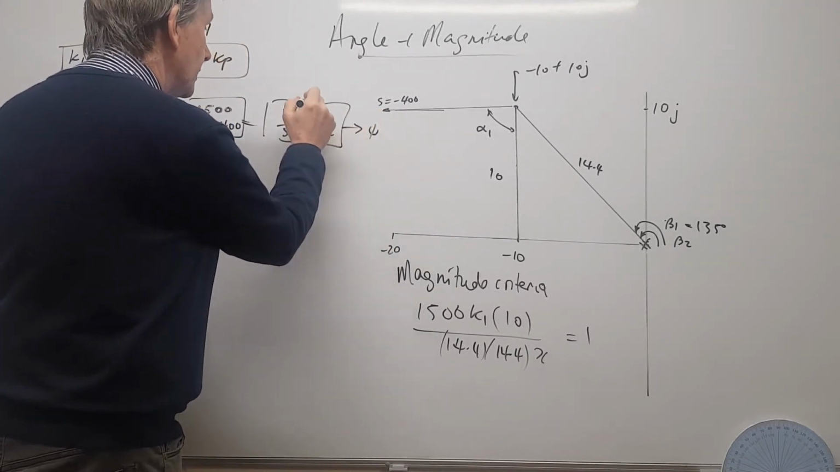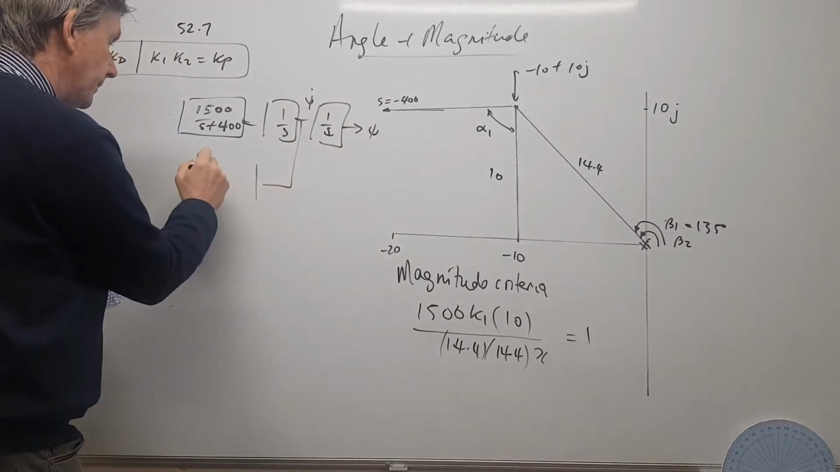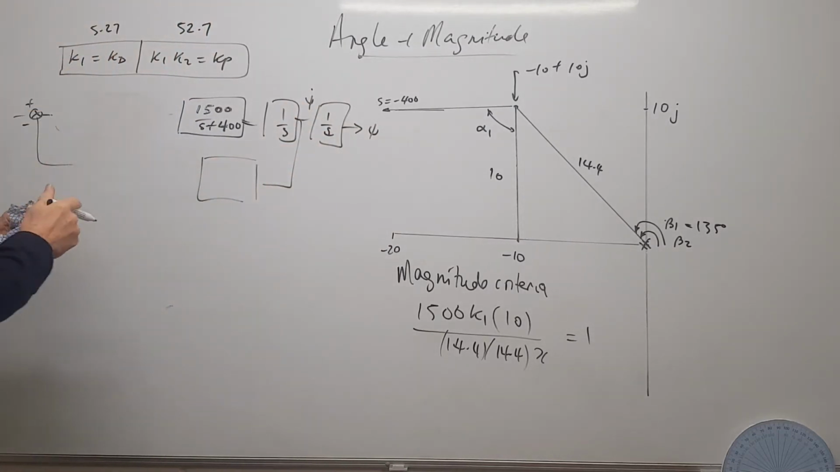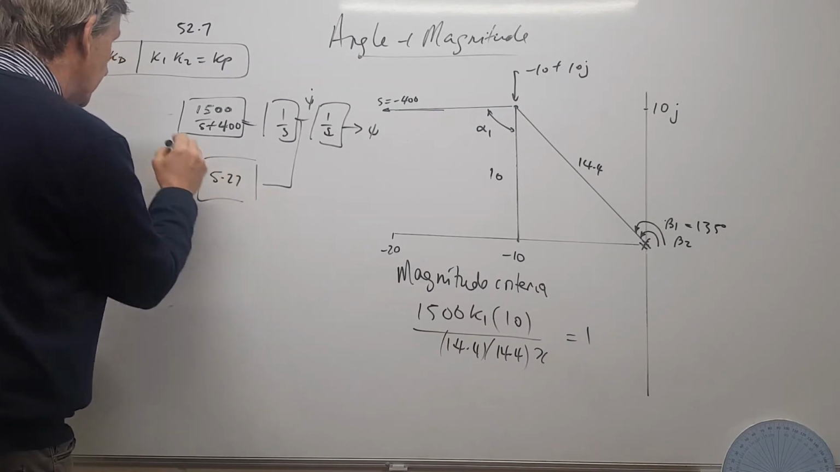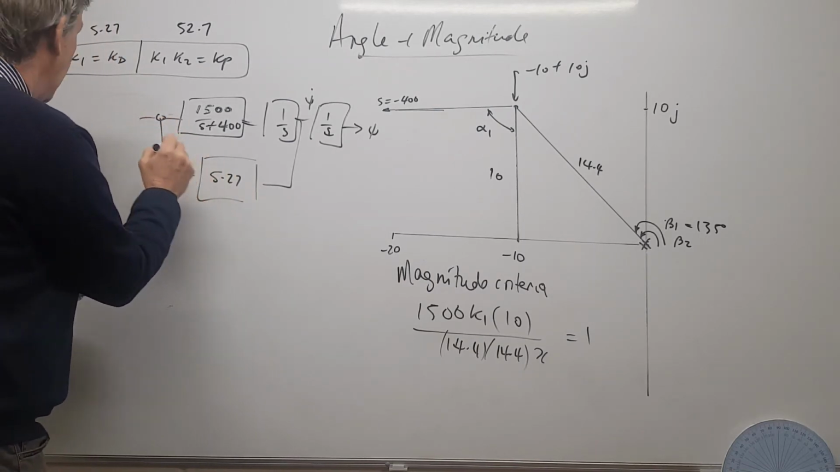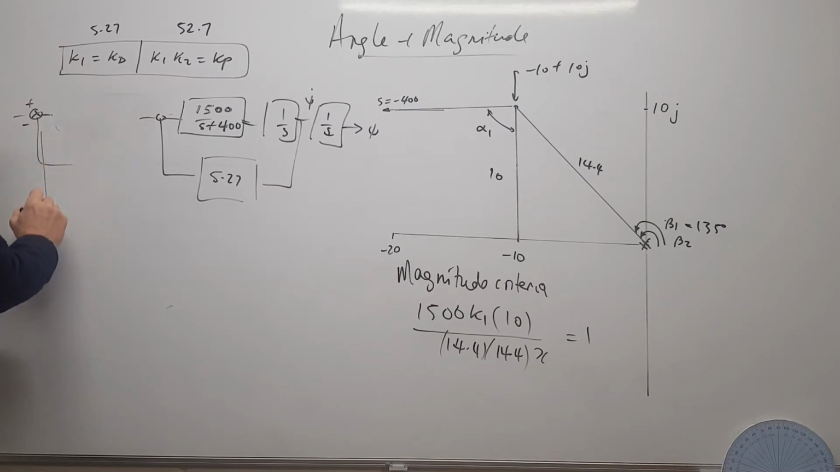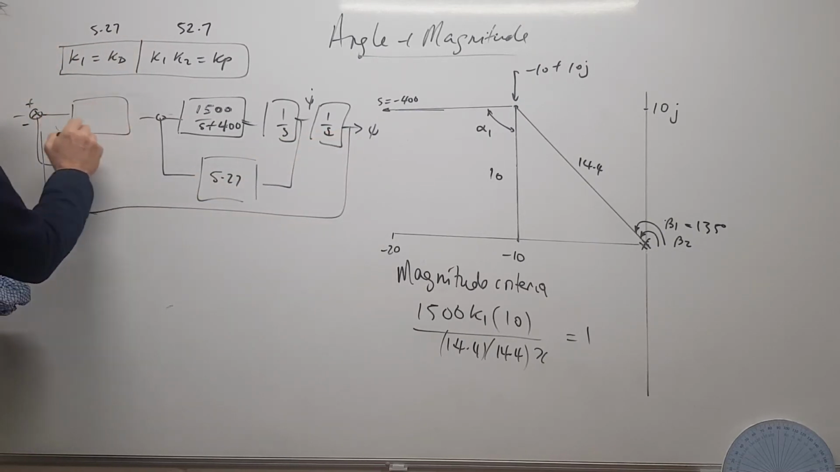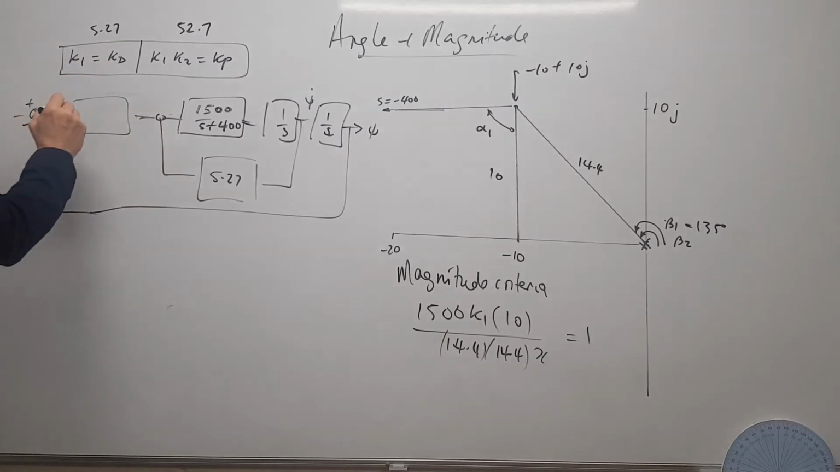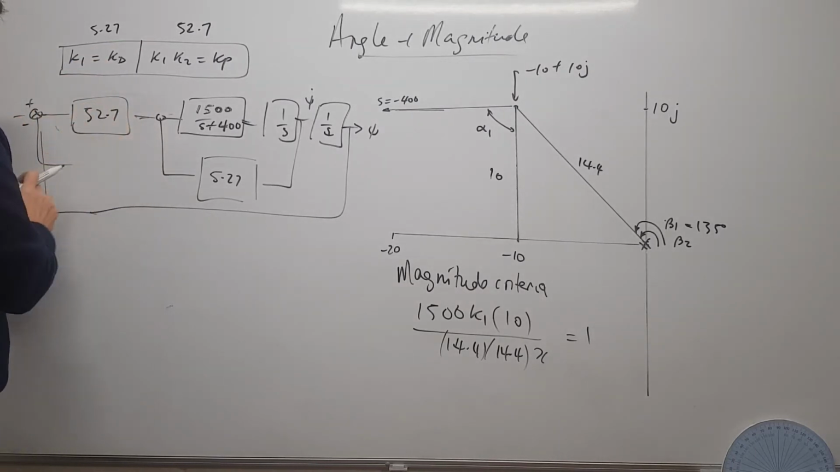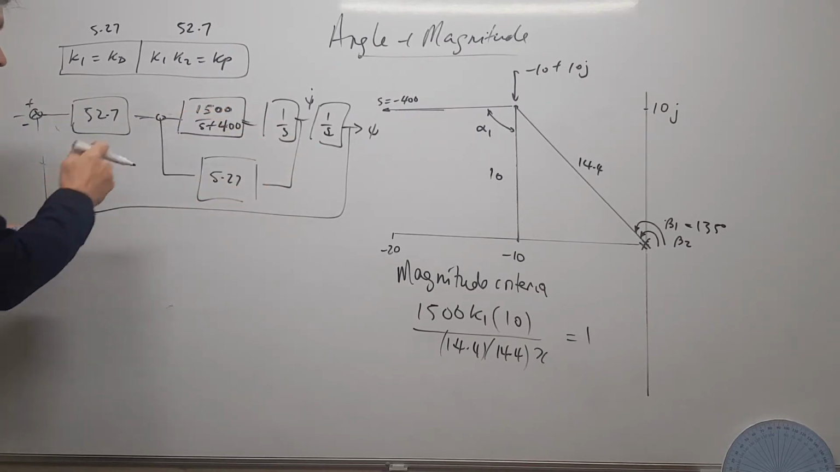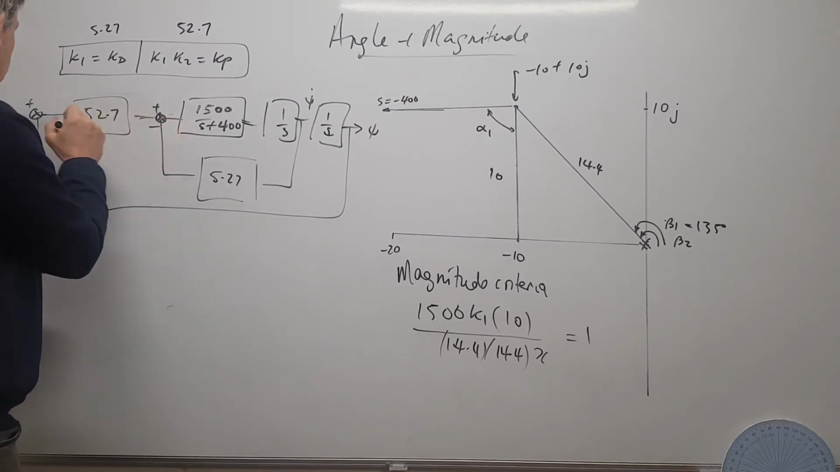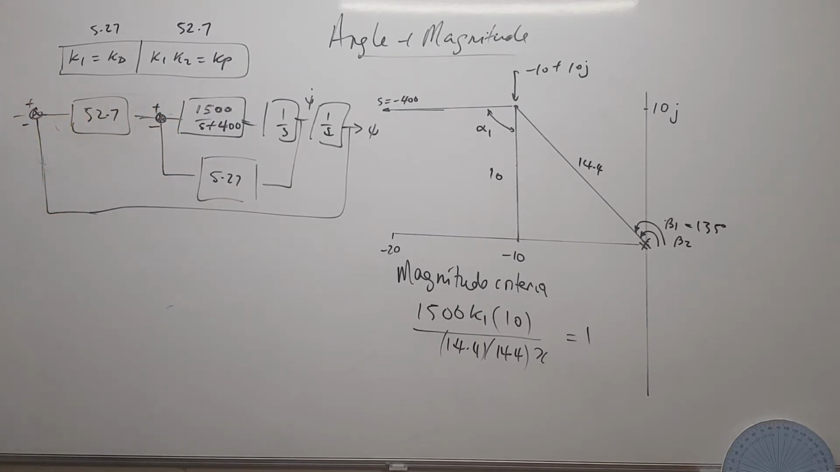That's the yaw, and that's the yaw rate. So in here we've got the KD, which is 5.27, and here we've got the K1, which is 52.7. So this is the design now. When we've got the drone, we enter these two numbers into the drone, and this is our overall flight control system for controlling the drone.